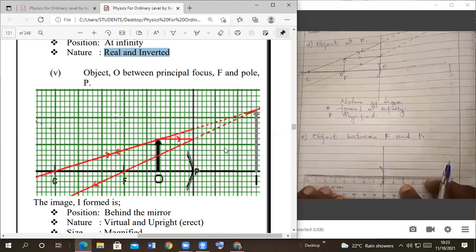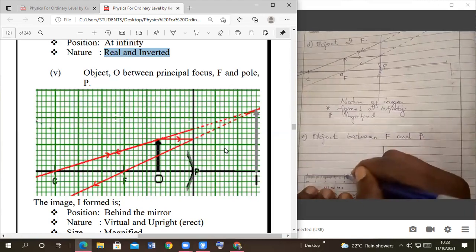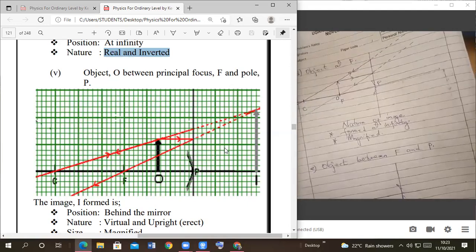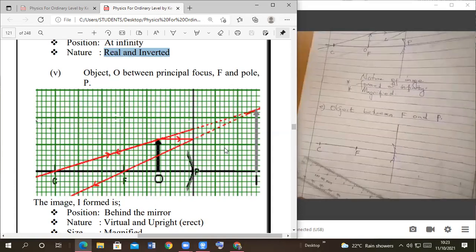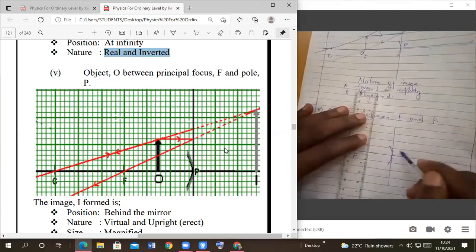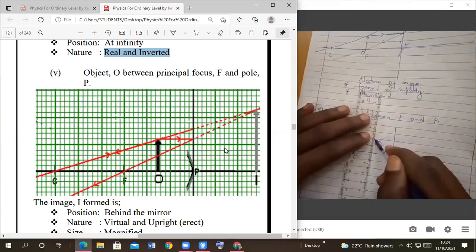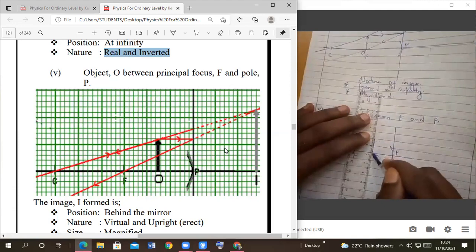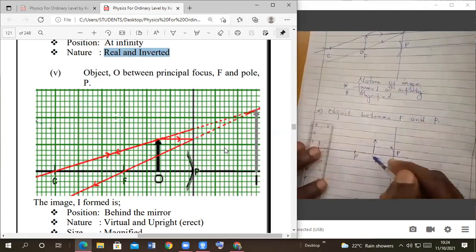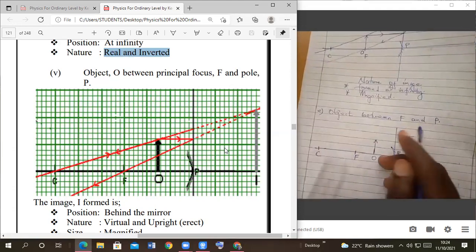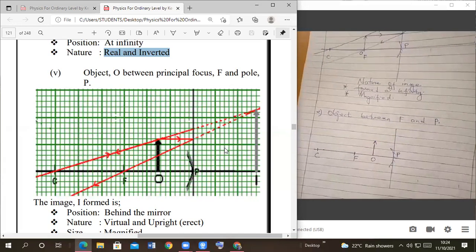So I just put it like this. I measure 8 there, and here. Good. So this is C. This is F. So the object is between. This time the object is between, like that. So what does this one mean?